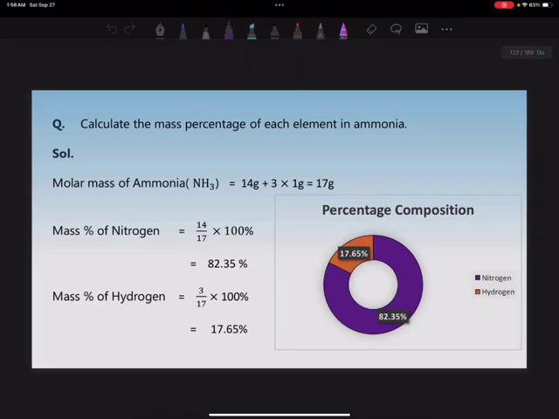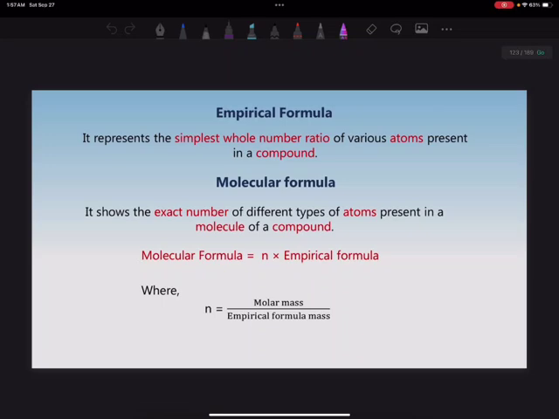Similarly, this question is very important. Calculate the mass percentage of each element in ammonia. We know ammonia is NH3. So the percentage of N in NH3: the molecular mass of N is 14 upon the total, 17. H is equal to 3 upon 17. So it approximately comes as 82% nitrogen and 17% hydrogen. Okay.